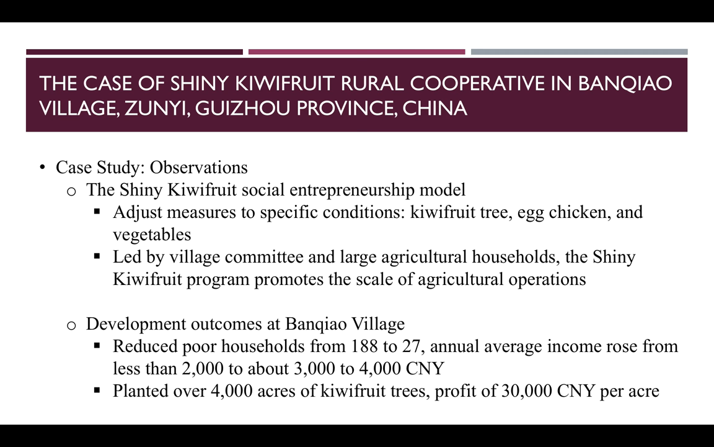For example, it has reduced poor households from 188 to only 27, and the annual average income has risen from less than 2,000 to about 3,000 to 4,000 per year. Over 4,000 acres of kiwi fruit trees have been planted in the village, and it's estimated it will provide a profit of over 30,000 RMB per acre, which would be really remarkable.